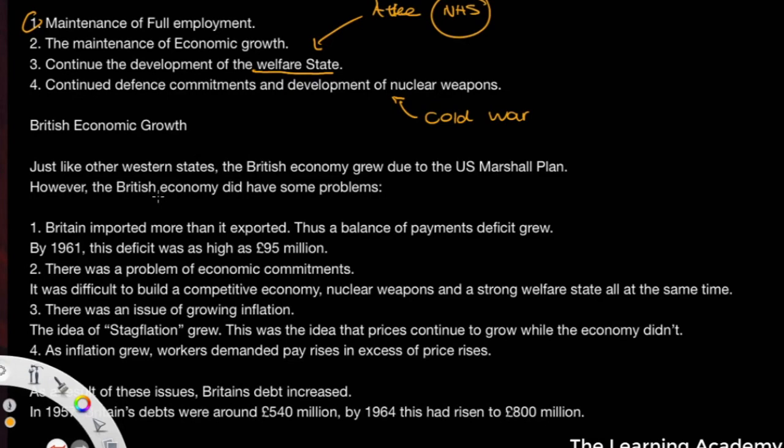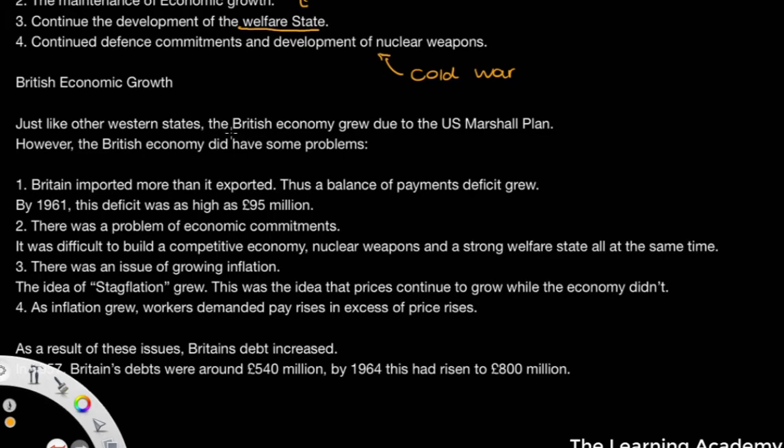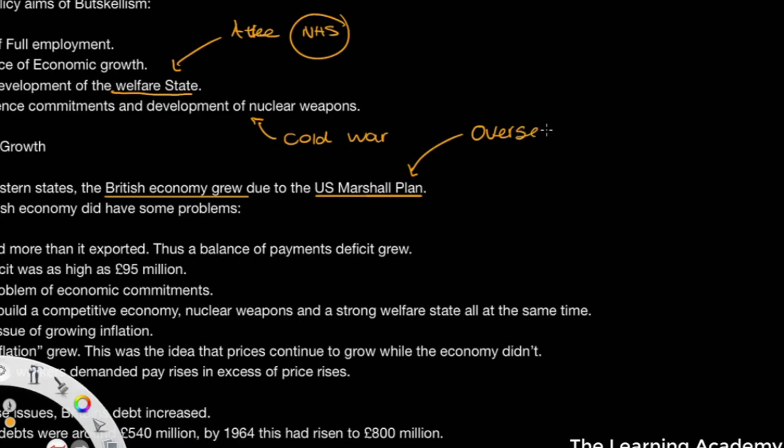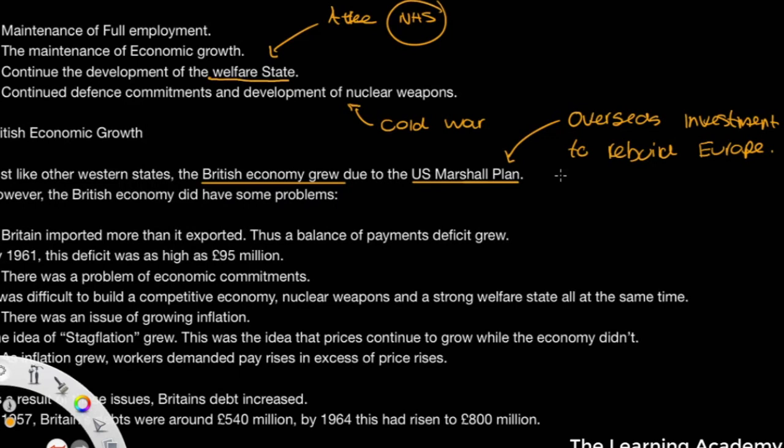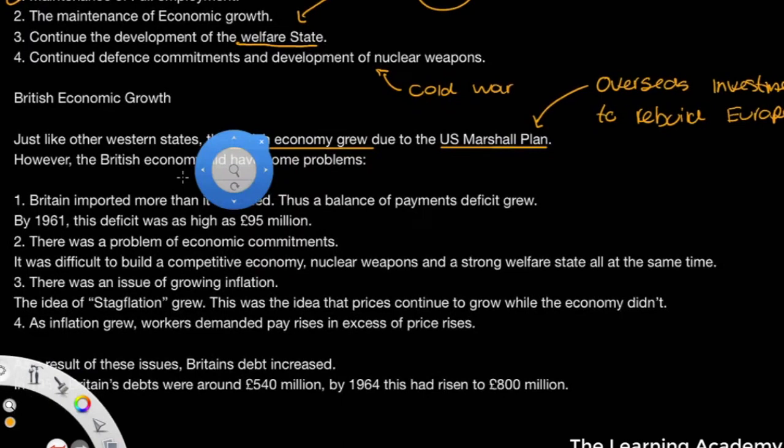So when it comes to British economic growth, like other Western states, the British economy grew partially due to the US Marshall Plan. Now, the US Marshall Plan was effectively just overseas investments to rebuild Europe. With the implication, there's this sort of implied notion that there would be Western allies to the United States in return for these overseas investments. The U.S. doesn't necessarily commit to the Marshall Plan out of the kindness of their hearts. There's the general political ambition to try and incentivize Western states in Europe to align with the capitalist US values rather than the USSR.